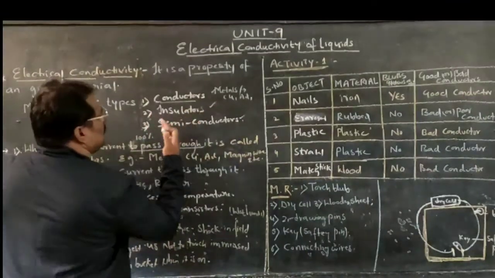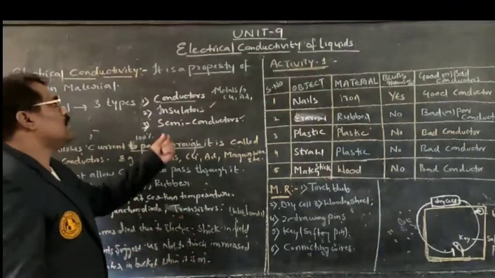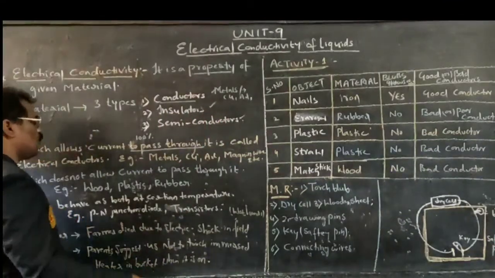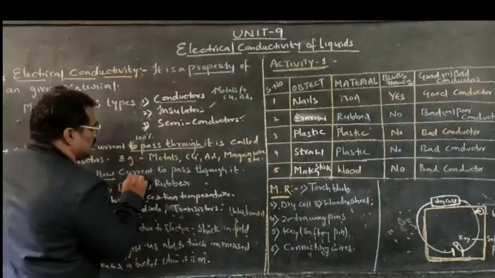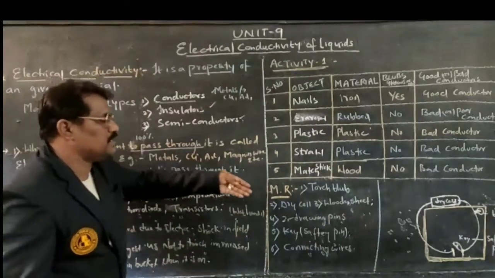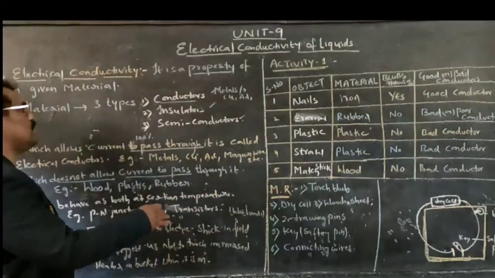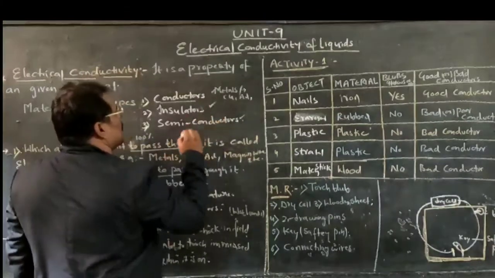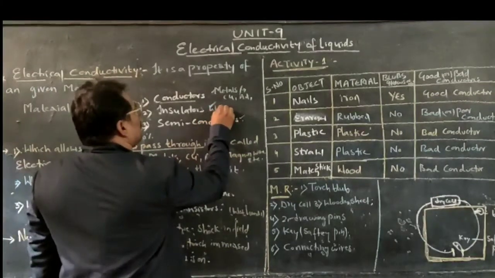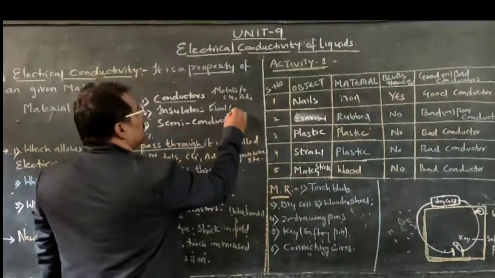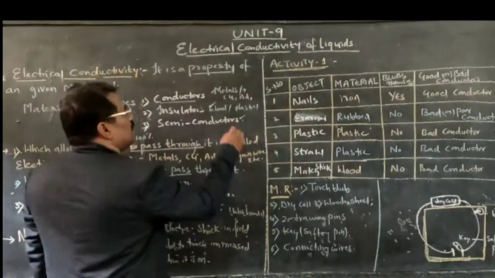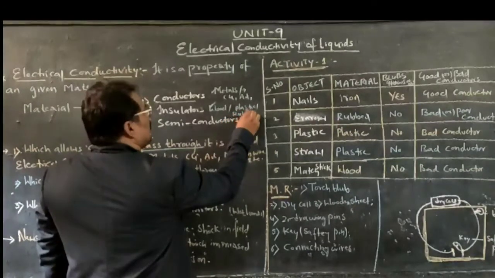The second one is insulators. Insulators are poor conductors of electricity, we can also call them. What are those? Those through which electricity does not pass. Current does not pass through those particular substances. We call those substances insulators. Examples of insulators: wood can be a best example for an insulator. Plastic material can be a good example for an insulator, as well as rubber material.